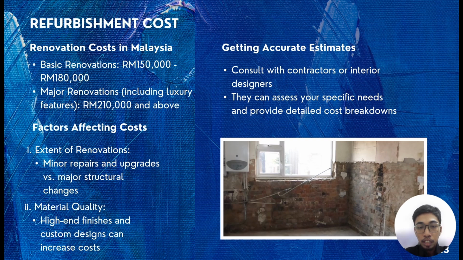Second, factors affecting cost. Factors affecting costs include extent of renovation, whether it is minor repairs and upgrade or major structural change. Second, material quality, high-end finishes and custom designs can increase costs. Next, getting accurate estimates. Consult with contractors or interior designers, they can assess your specific needs and provide detailed cost breakdowns. And I will pass this slide to Arif to go through the next slide.